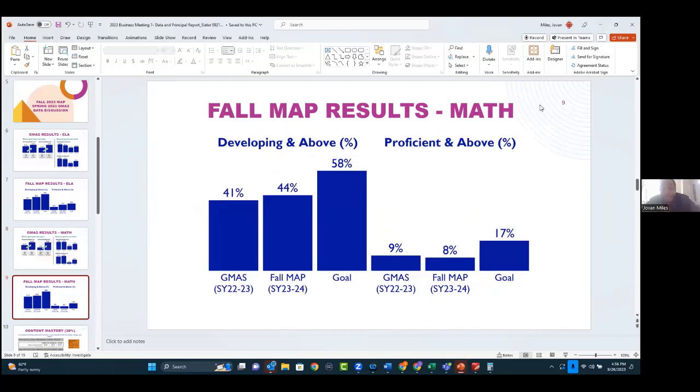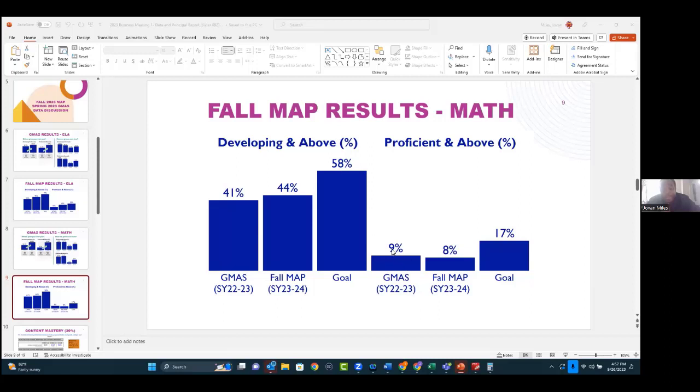We'll look at the fall MAP results over time as well. Last year's Milestone, 41% of kids were developing and above. This fall's MAP, 44%. And again, unlike ELA, the math MAP is much more closely aligned to the math Milestones. It's a much better predictor. So this score here is likely accurate in terms of a predictor. But our goal, we're still a ways away from the goal, is to get to 58% developing and above.